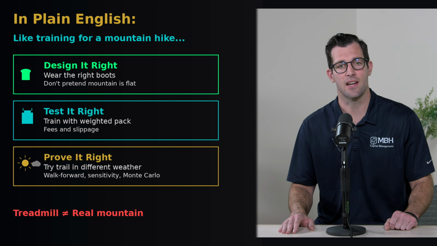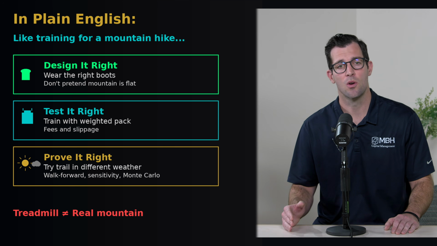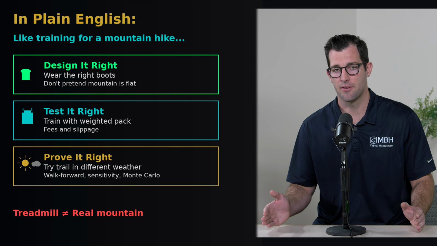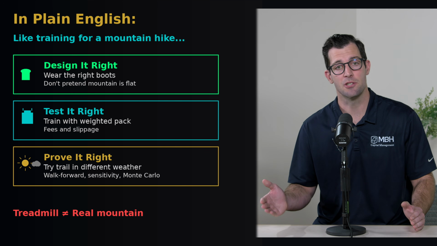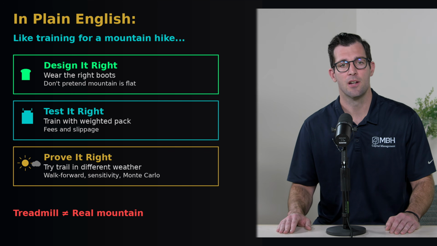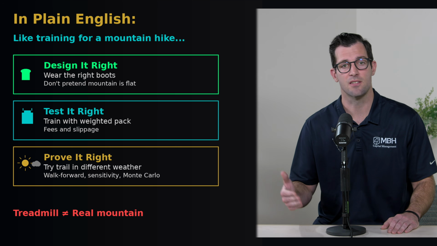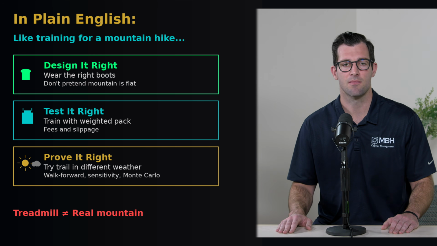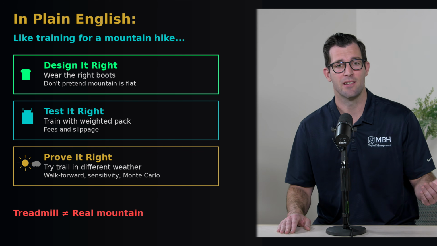Think of a backtest like training for a mountain hike. Design it right, wear the right boots, don't pretend like the mountain is flat. Test it right, train with a weighted pack, fees, commissions, and slippage, and then prove it right. Train in different types of weather: walk forward analysis, sensitivity, and Monte Carlo analysis. If you only practice on the treadmill and then you get to the real mountain, it'll beat you.